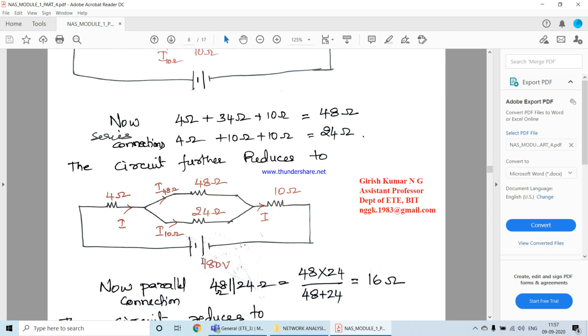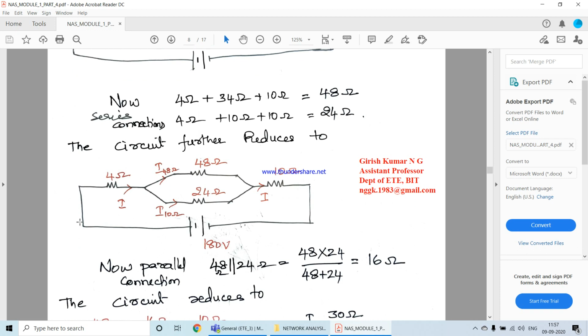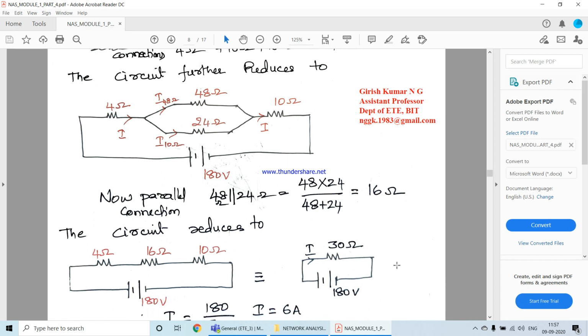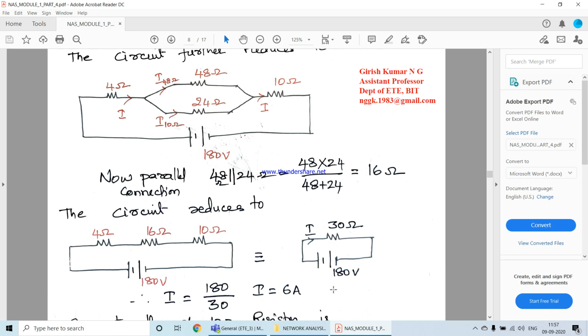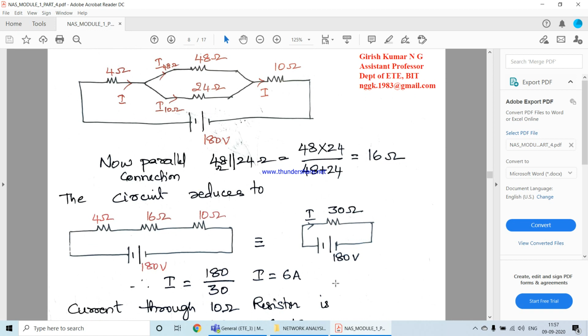Now first I will find out the total current I. Then we will see how to apply the current division rule to find out what is I 10 ohms. So here 48 and 24 are in parallel. So 48 into 24 by 48 plus 24, I will get 16 ohms. Now 4 ohm in series with this parallel connection which is 16, and then in series with 10. So 4 plus 16 plus 10, I will get 30 ohms. Now I have 180 volts as the total voltage, 30 ohm is the total resistance. Now total current I will be V by R, therefore 180 by 30, I will get 6 amps. Now this is the total current I.